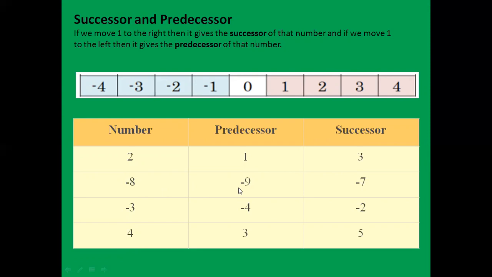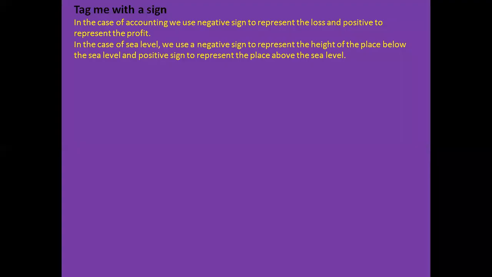So minus 8 is a number. Predecessor is minus 8 minus 1, which is minus 9, and minus 8 plus 1 is minus 7. Predecessor is minus 9, successor is minus 7. Minus 3 is a number, predecessor is minus 4, successor is minus 2. And 4 is a number, 3 is the predecessor and 5 is the successor. So successor means plus 1, predecessor means minus 1.